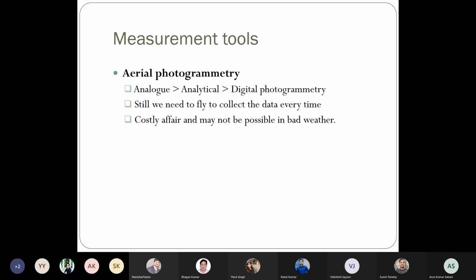And again, there are cons to using this technology. It's a very costly affair and may not be possible in bad weather. To do aerial photogrammetry using aircraft, first you need to plan the airborne survey, and also you need to assess the environmental conditions. It can't be done in bad weather.